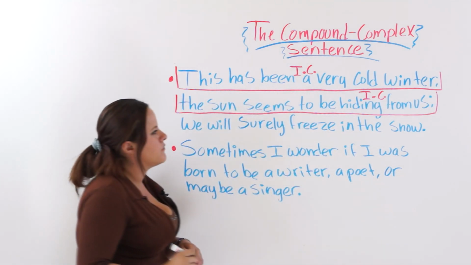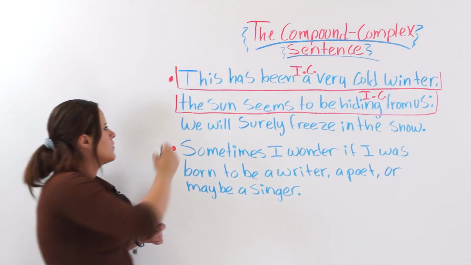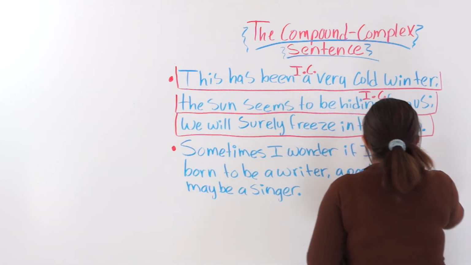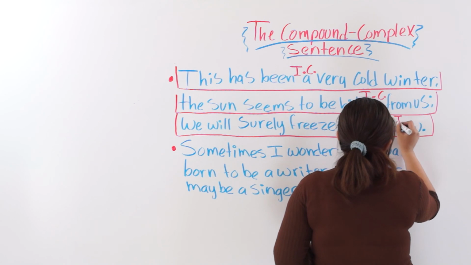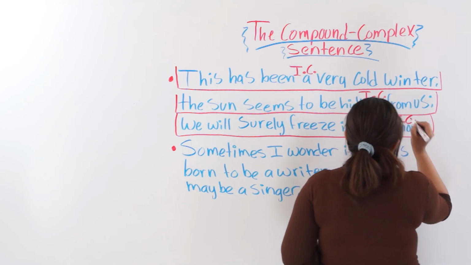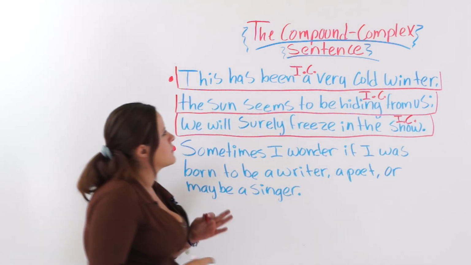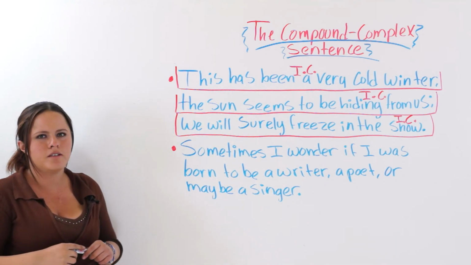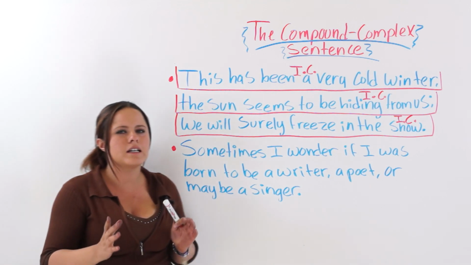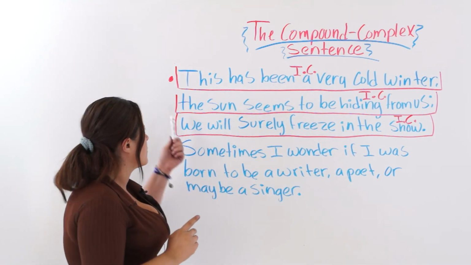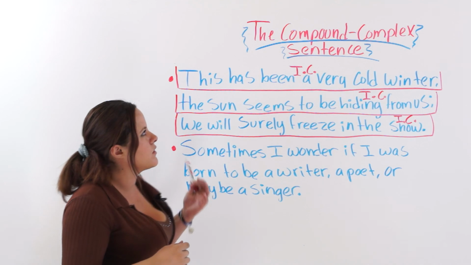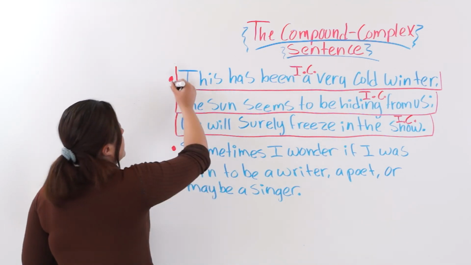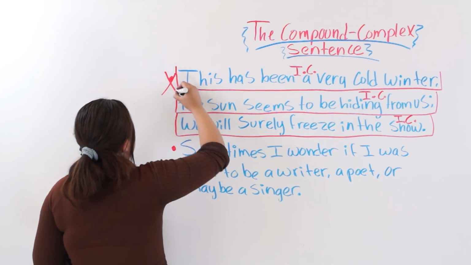We will surely freeze in the snow. This is our third independent clause. Is that a compound complex sentence? Three independent clauses? No, right? We need a dependent clause to turn this sentence into a compound complex sentence. So this is not a compound complex sentence.